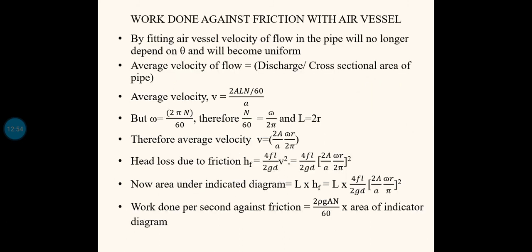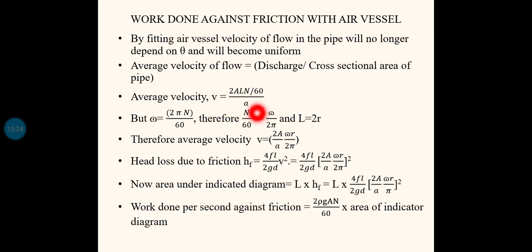So now here we have the change, that is work done against friction with air vessel. We are considering the reciprocating pump with air vessel. By fitting the air vessel, the flow velocity of course will be uniform. So we have to find the average velocity to find the HF value. Average velocity of flow equals discharge by cross-sectional area of the pipe. So average velocity V equals the discharge of the double acting pump, 2 A L n by 60, divided by the area of the pipe, a, which will give the average velocity.